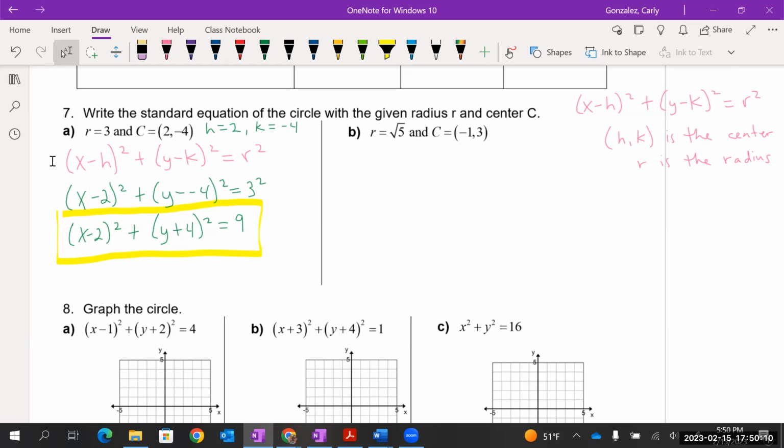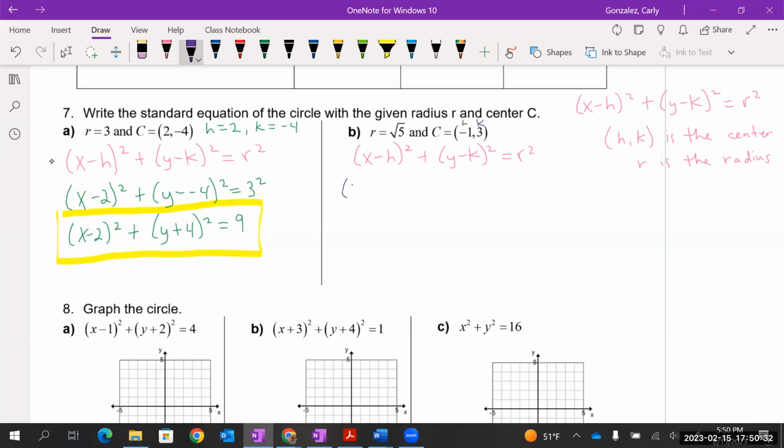So let's do the next one. And again, this might be a great time to pause and see if you can try this next one on your own. So I'm just writing out the general form. Here we are given our r and h, k.